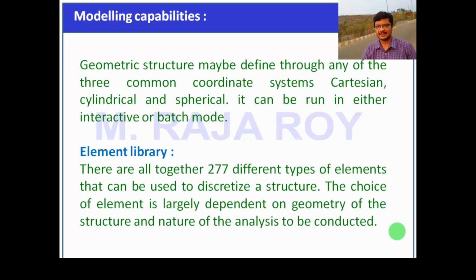Modeling capabilities. Geometric structure may be defined through any of the 3 common coordinate systems: Cartesian, cylindrical, and spherical. It can be run in either interactive or batch mode. Element library. There are altogether 277 different types of elements that can be used to discretize a structure. The choice of element is largely dependent on the geometry of the structure and the nature of the analysis to be conducted.